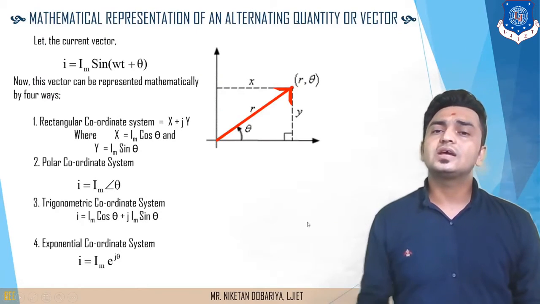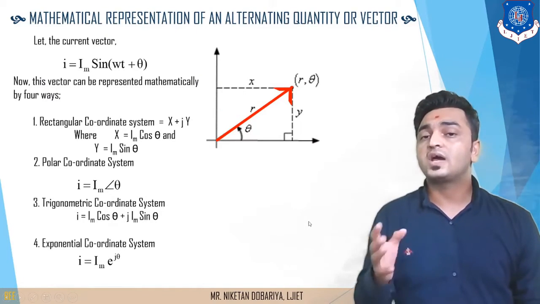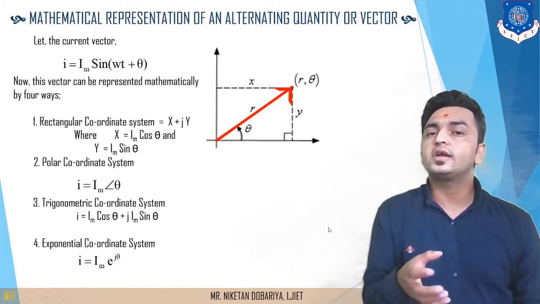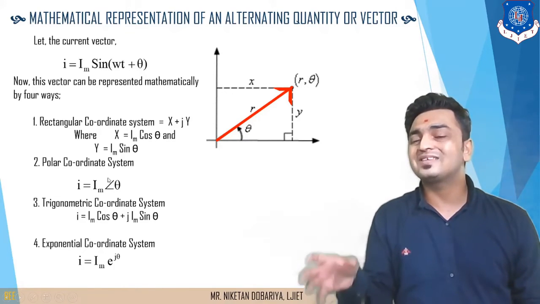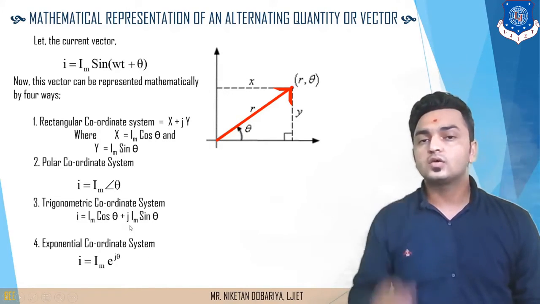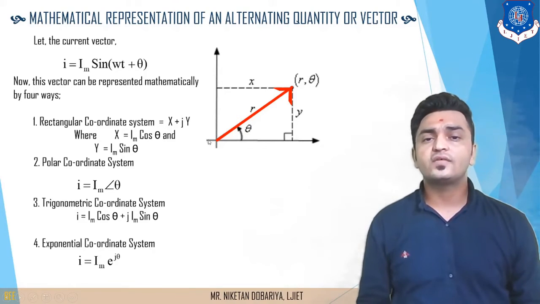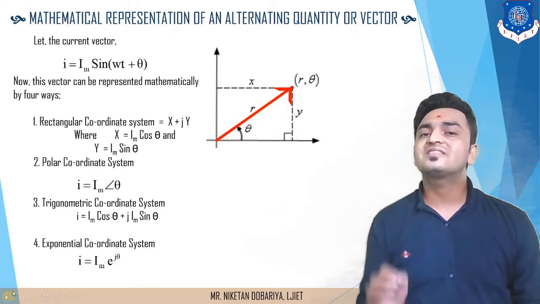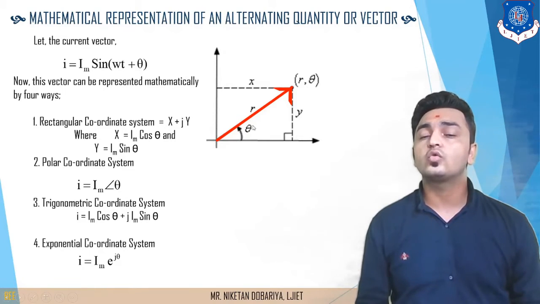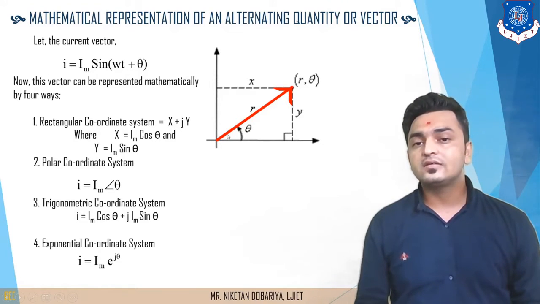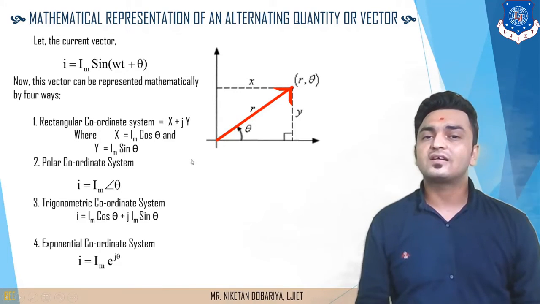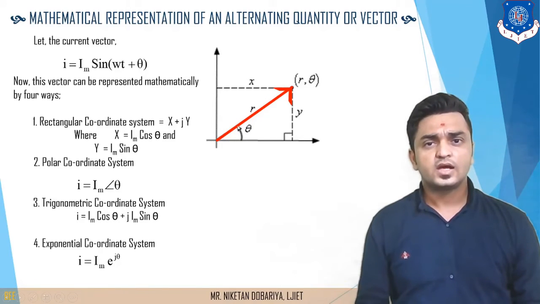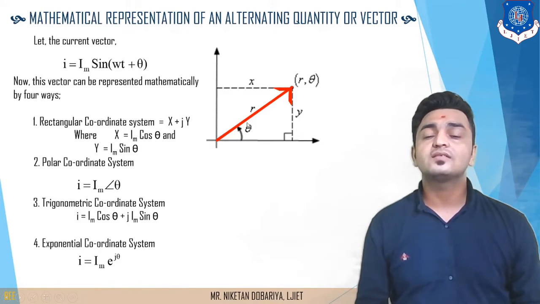Now there are different ways by which we can represent an alternating quantity in the form of a phasor or a vector. Here we have four methods by which we can mathematically present any vector or phasor quantity. As an example, here we have an xy plot, and on this xy plot we have this red color vector. It starts from the origin point and completes on this point. The length of this vector is denoted by r, and the phase of this vector is denoted by theta.